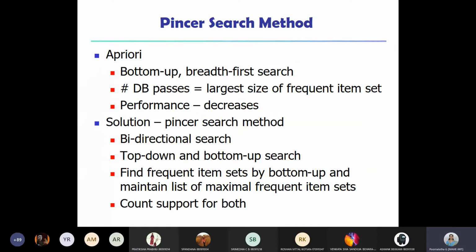So then find the frequent item sets by bottom up and maintain a list of maximal frequent item sets. So bottom up here is again the same as apriori. Top down is also, again, that's the reason I told you it is very important to understand the apriori algorithm. Here also we are using apriori, but we are applying it simultaneously in both directions.